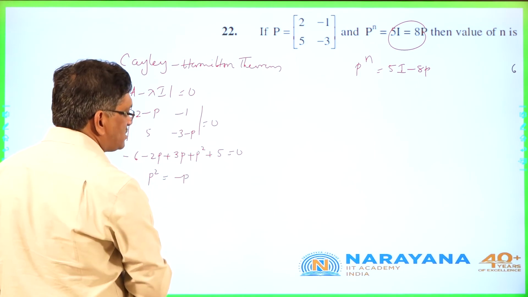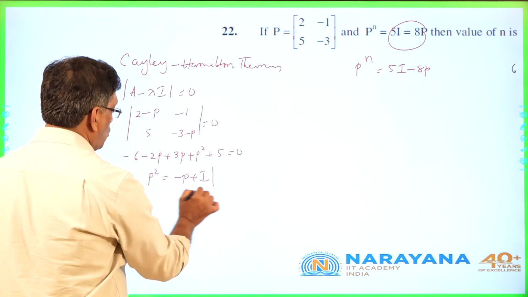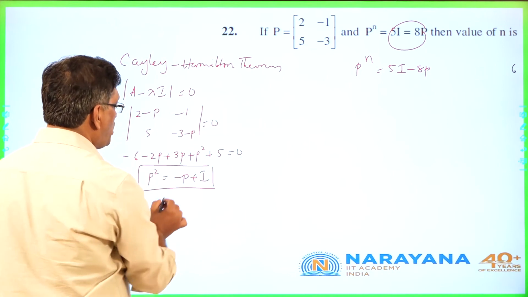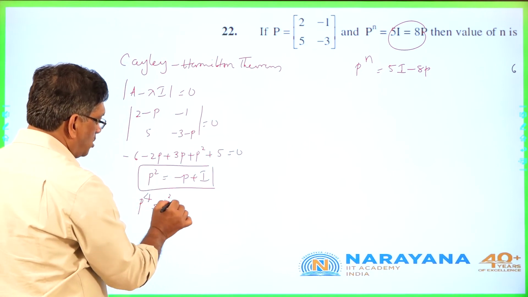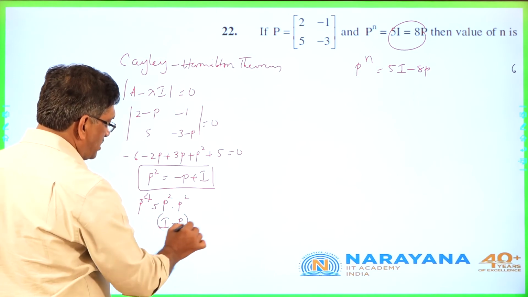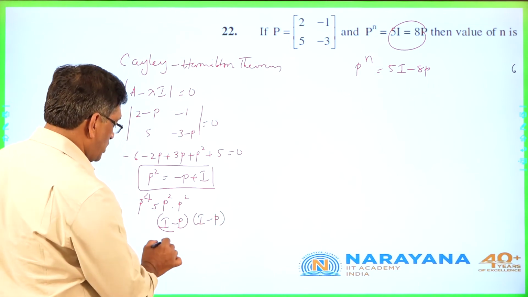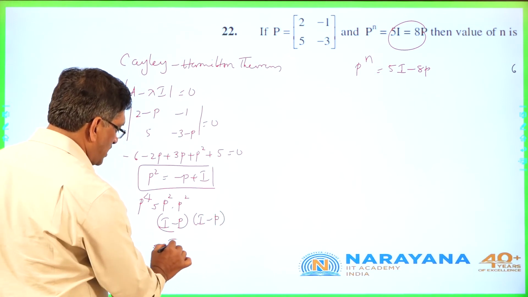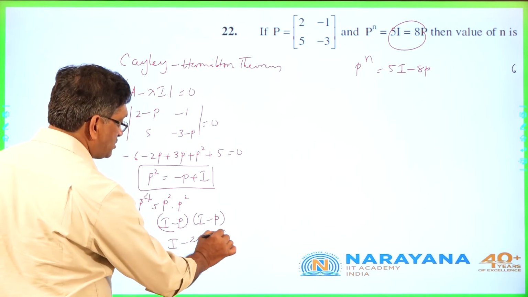Minus 6 plus 5, that is minus 1 plus 1. 1 means I. So, every p square is like this. I want p power 4. P square into p square, that is I minus p into I minus p, equal to I square minus 2p plus p square.